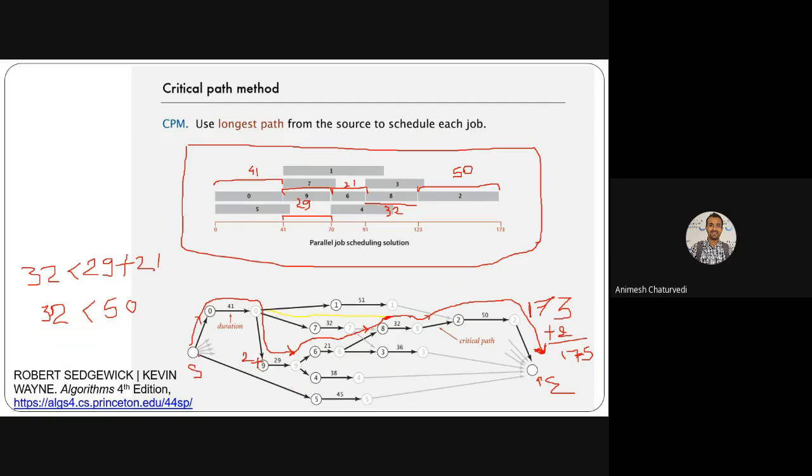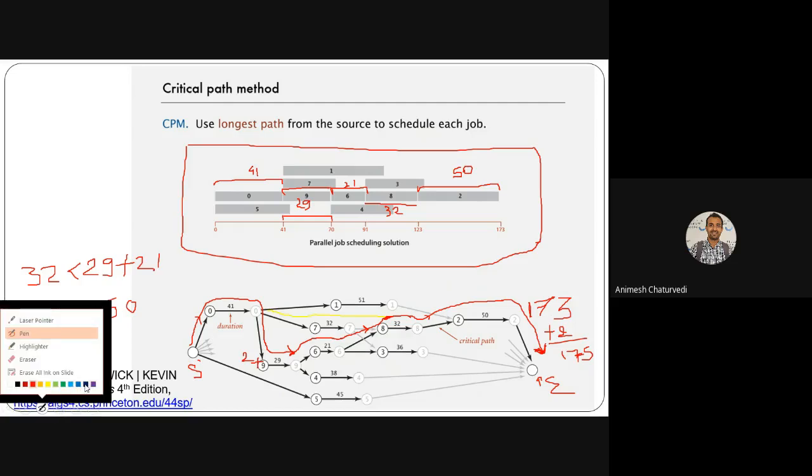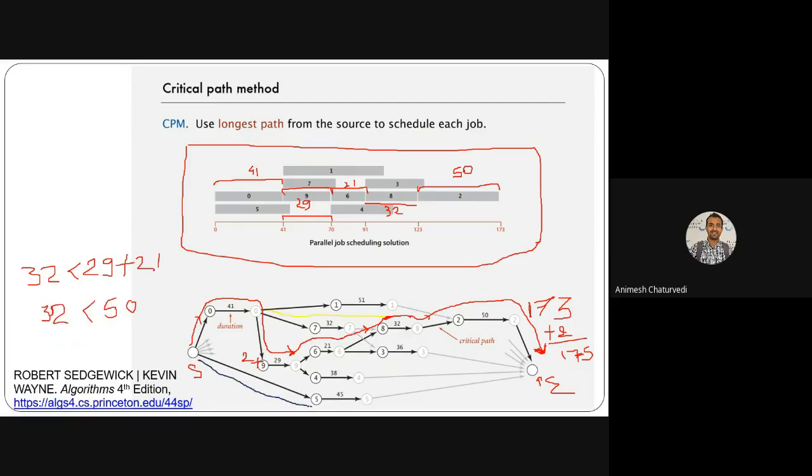Rest all the paths, if you calculate anything, like if we calculate this path, what's the size of this path? It's simply 45. 45 is much lesser than 175. And how much time can you delay this process? You can delay it by 175 minus 45. What is that? 130. So even if you delay this 5 by 130 days, you will still keep on completing this project, means how much? At the 175th day. Did you get it?